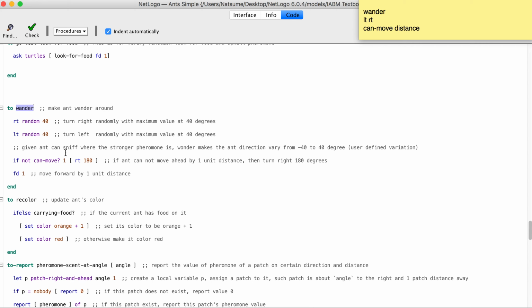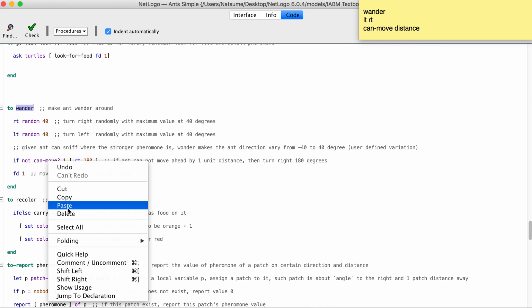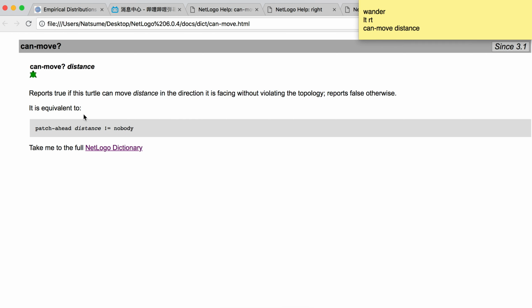Therefore, we have to test, we have to verify whether in front of the ant there is a patch or not. We use can-move? distance 1 to help us figure it out. Why can this function do that? We can check its documentation. It says this function is equivalent to this one. This one means patch-ahead. This is where the turtle is. Patch-ahead, meaning the patch right in front of it.